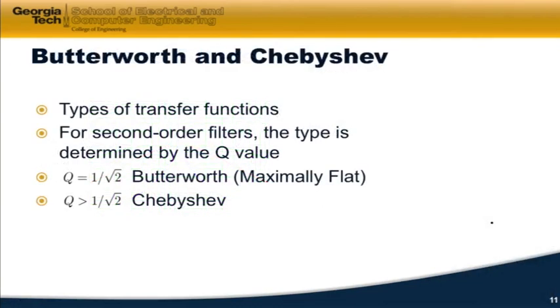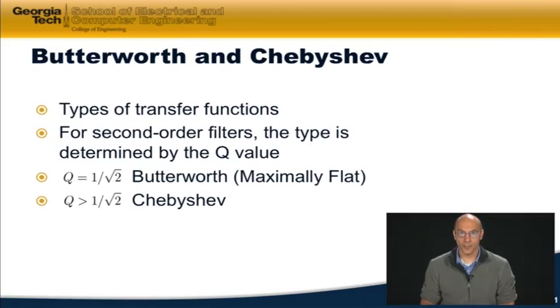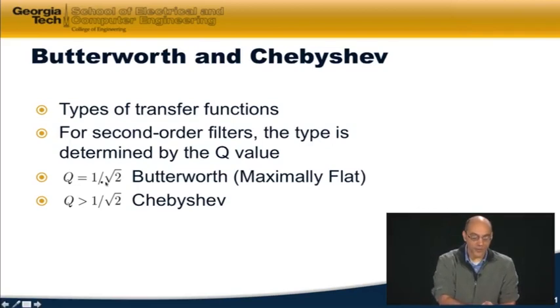Let's talk about Butterworth and Chebyshev transfer functions. These are types of transfer functions, and for second-order filters, the type is determined by the value of Q. If Q is equal to exactly 1 over root 2, the transfer function is known as a Butterworth transfer function or a maximally flat transfer function. If the quality factor is greater than 1 over root 2, it's known as a Chebyshev transfer function. The type of transfer function indicates its behavior.